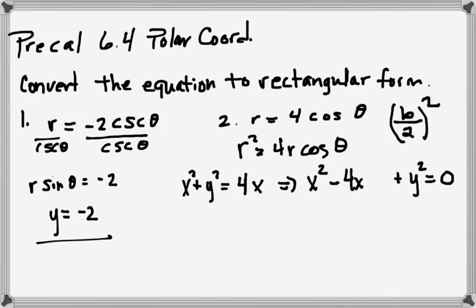So we're going to go back over here. What is b over 2 squared? Well, b is going to be negative 4, right? So it's going to be negative 4 over 2 squared. So that's really negative 2 squared, which is just 4. So what we're going to do is we're going to add 4 here and plus 4 here.